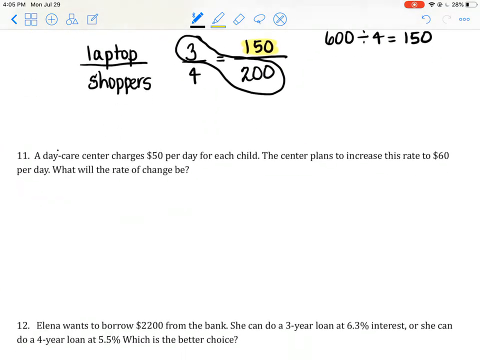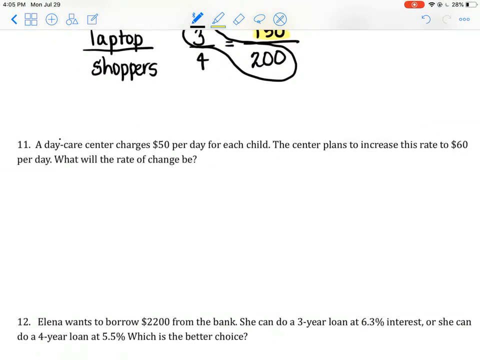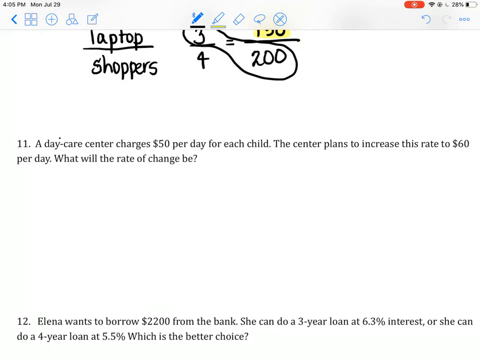And I'm going to get one more. Those were pretty short, so let's tackle this one. A daycare center charges $50 per day for each child. The center plans to increase this rate to $60 per day. What will the rate of change be?